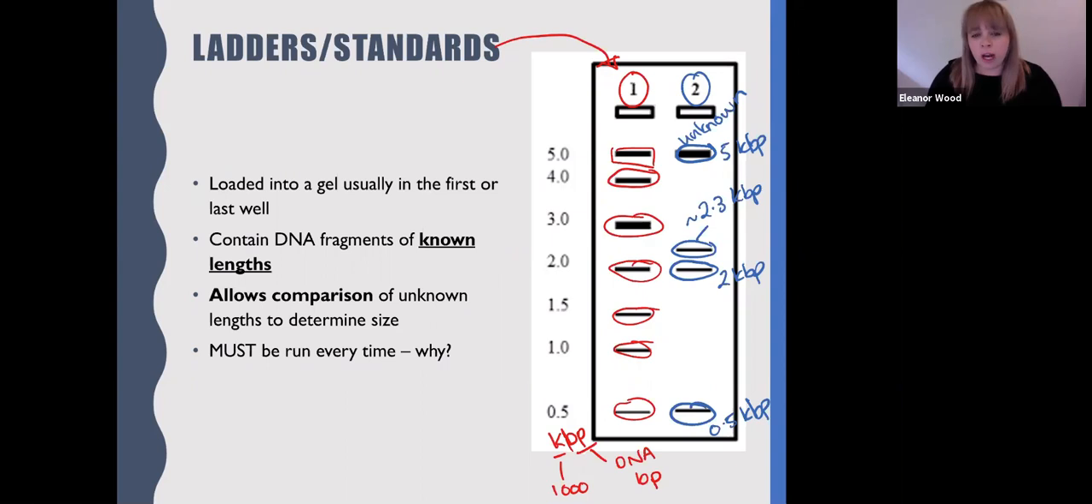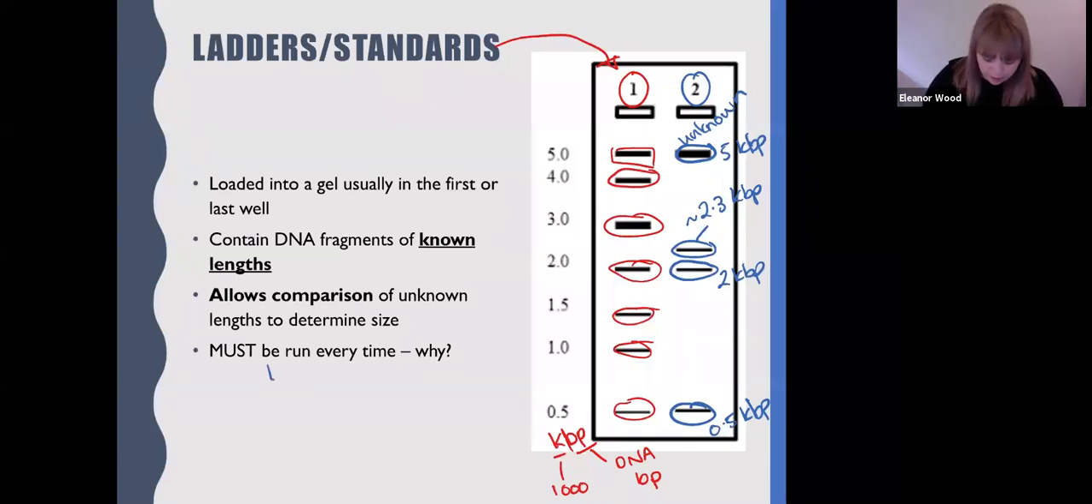Now, you have to run a fresh ladder every time you run a gel. You can't use the same ladder for one gel as another. And I want you to think about why. So just give it a pause, think about why. All right, so there's not a gap for this, but I do want you to annotate some reasons. So why must we do this?